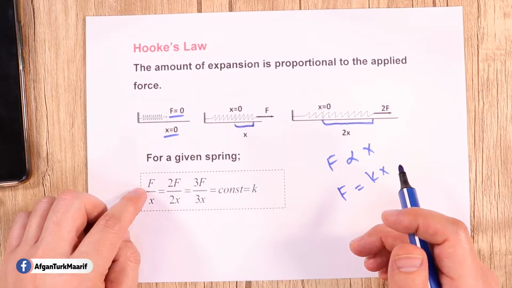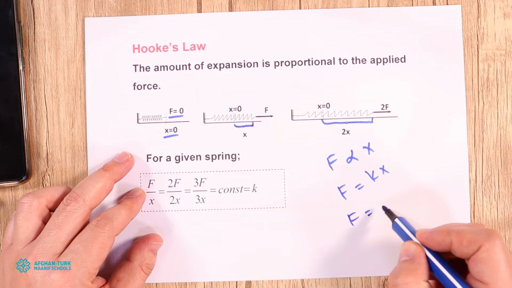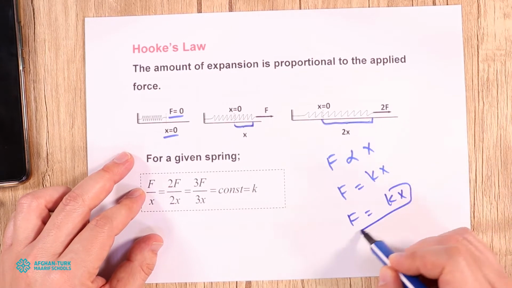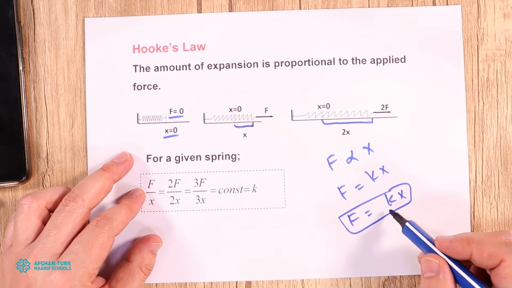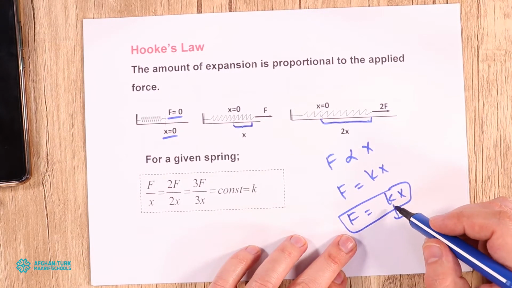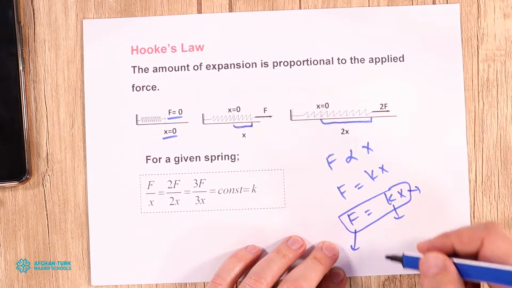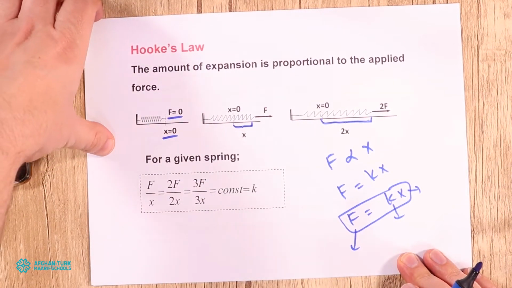So this is the simple formula: F is equal to k into x. This is the Hooke's law formula. k is the spring constant, x is the displacement, and F means force. Okay, let's move to the next page.